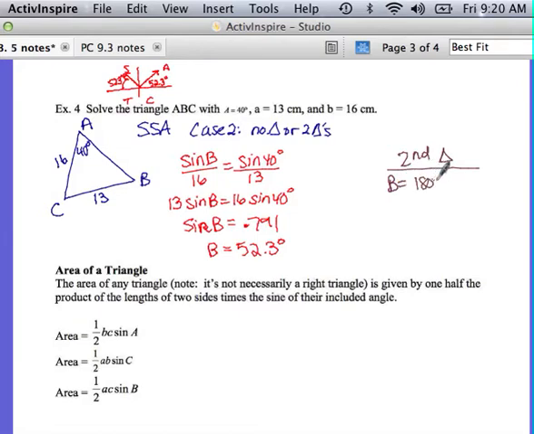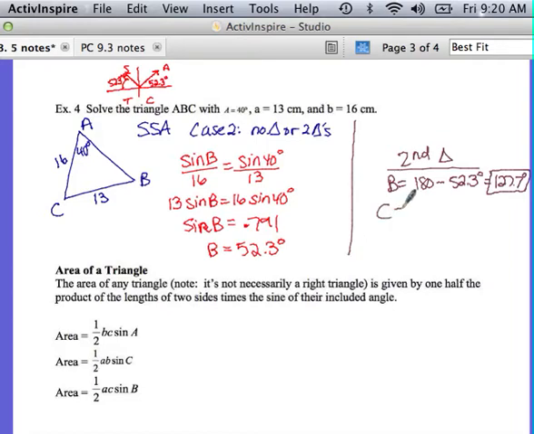This angle B is 180 minus 52.3 degrees, which is 127.7 degrees. So what ends up happening is the given information is always given. In this case, angle A is 40 degrees, side A is 13, side B is 16. Given information stays given. But then the remainder of what you're finding changes based on whether you're in your first triangle or your second triangle.